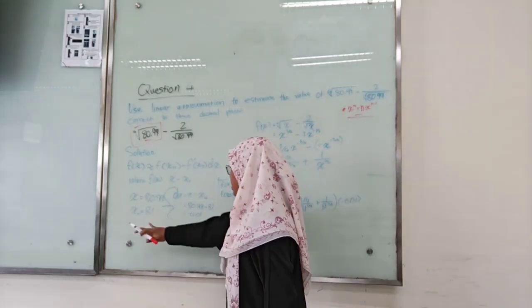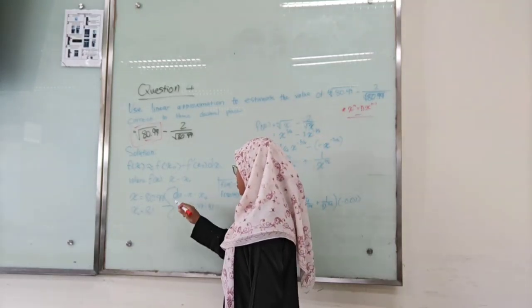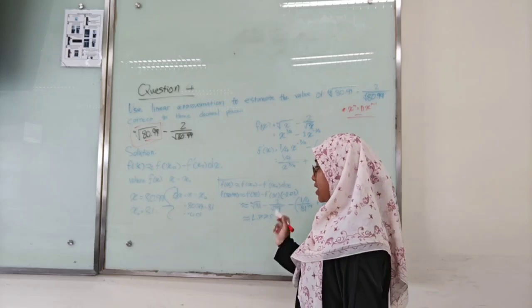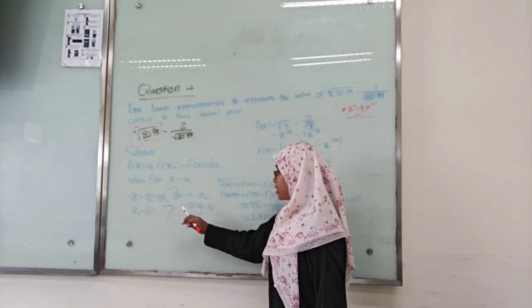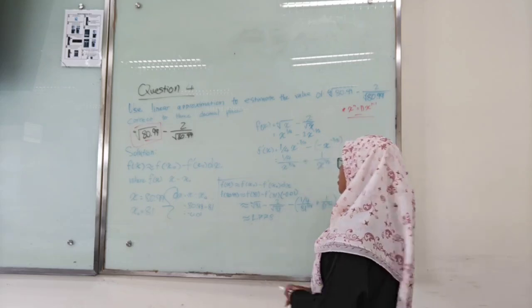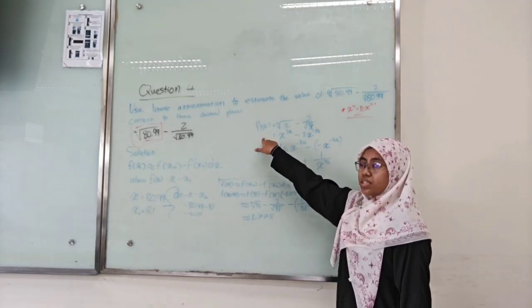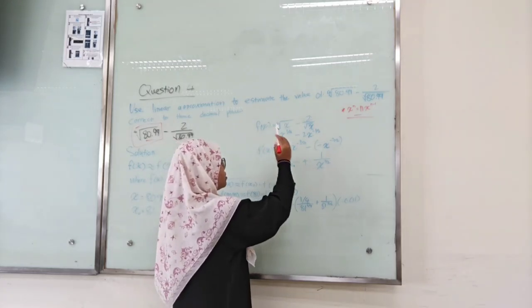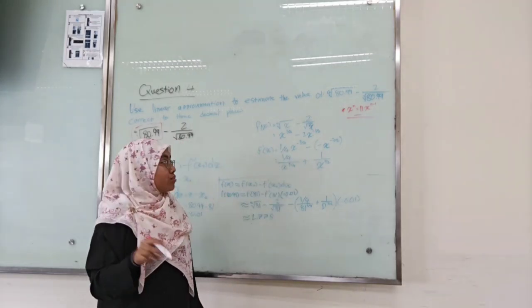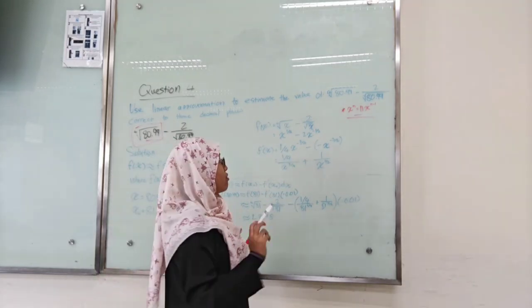Okay, so since we get our value, we're going to use the formula dx equals x minus x naught, which is 80.99 minus 81. So we're going to get negative 0.01. So we're going to find f(x). We're going to use the equation given. So it's going to be f(x) equals 4th root of x minus 2 over square root of x.